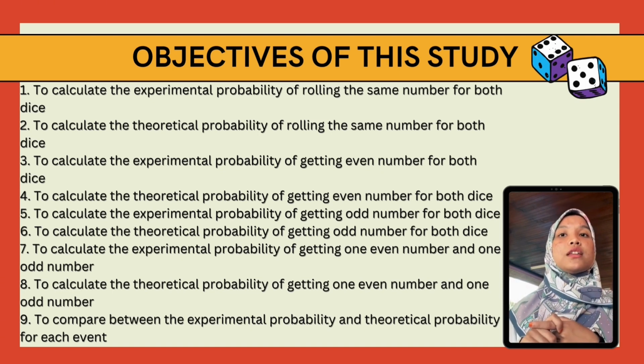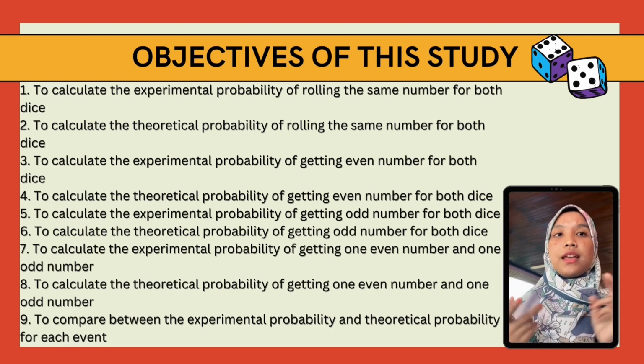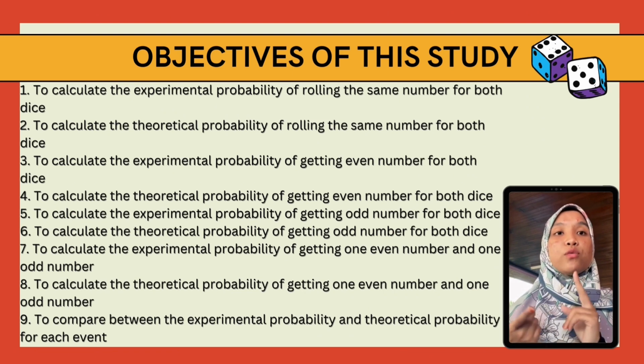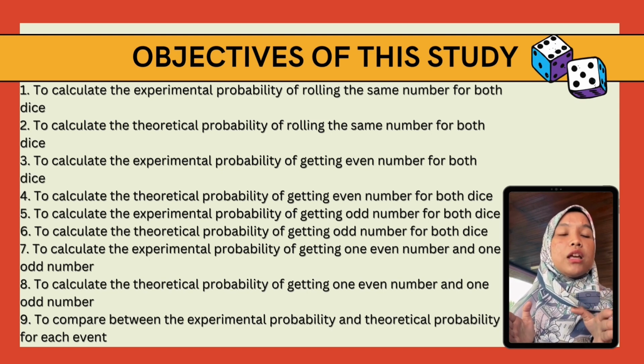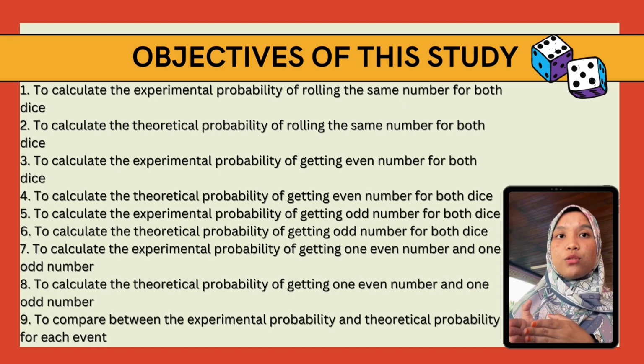Seventh, to calculate the experimental probability of getting one even number and one odd number. Eighth, to calculate the theoretical probability of getting one even number and one odd number. And the last one is to compare the experimental probability and the theoretical probability of each event that has been stated to you just now.